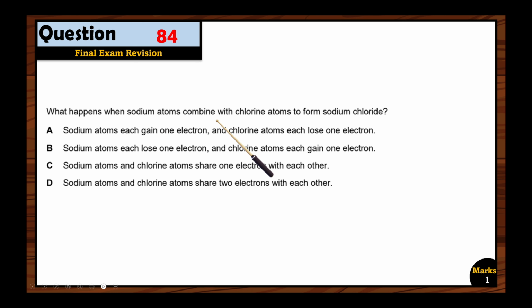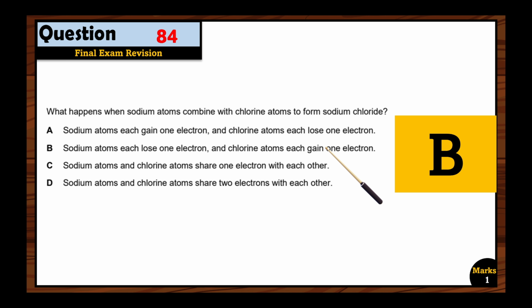What happens when sodium atoms combine with chlorine atoms to form sodium chloride? Sodium atoms each gain one electron. Wrong. Sodium is a metal. It will lose an electron. Sodium atoms each lose one electron. That's right. And chlorine atoms each gain one electron. Yes, option B is correct.